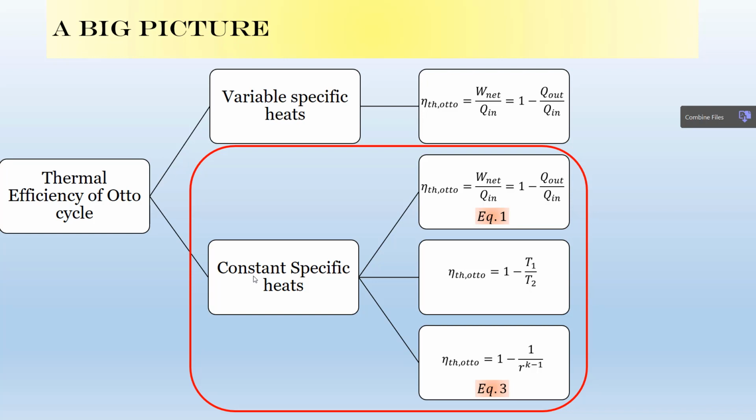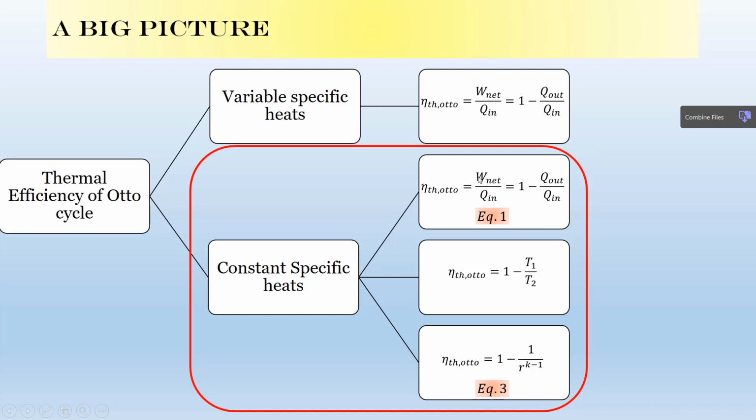So look, guys, r is known. You calculate the r, correct? The compression ratio is r. You found k from the reference table. So by using equation 3, you can simply find the thermal efficiency of an Otto cycle. So you have the thermal efficiency of the Otto cycle. If you use the first equation, you can actually find the W net.